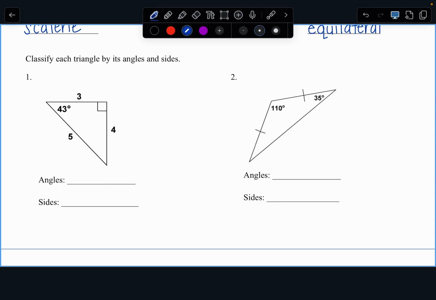So looking at the angles, what do you notice? Right angle, good. What about the sides? Are any of them the same? They're all different side lengths, so this is scalene.